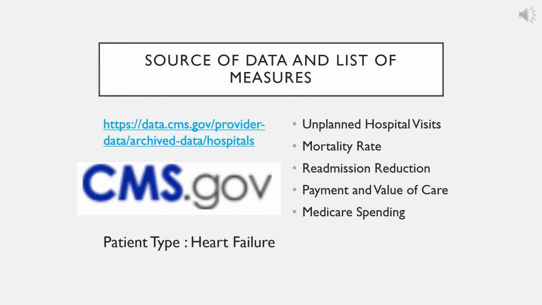So the source of data, we found it through the cms.gov website. This was a public website that provided all the information that we needed to pull. And the patient type that we focused on was patients with heart failure. And then the list of measures that we were looking at were unplanned hospital visits, the mortality rate, readmission reduction, payment and value of care, and Medicare spending.